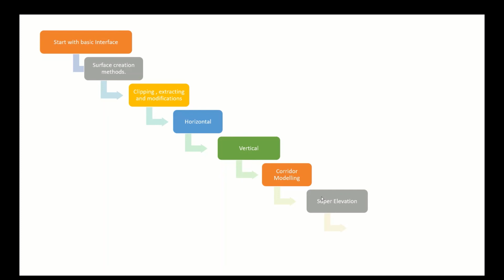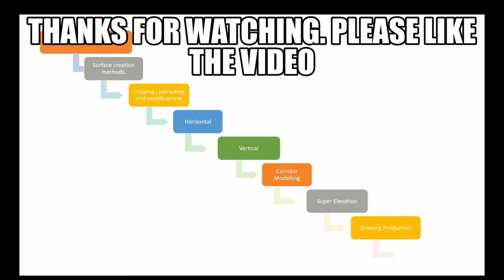So once super elevation you have completed, the very important thing is drawing production. Drawing production is an important step in any software. Okay, any design, the final output is that only. You have to produce the drawings: plan, profile, and cross section. Mainly three types are there. So how to represent in a proper way, okay, that is very important.